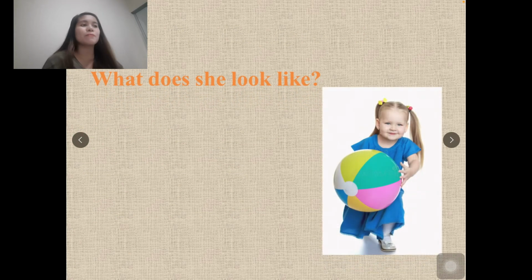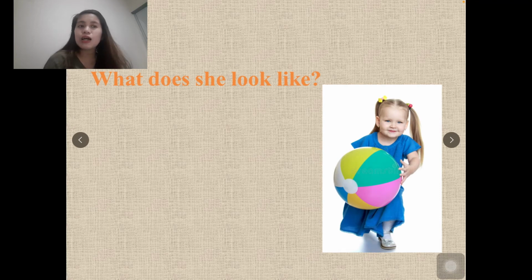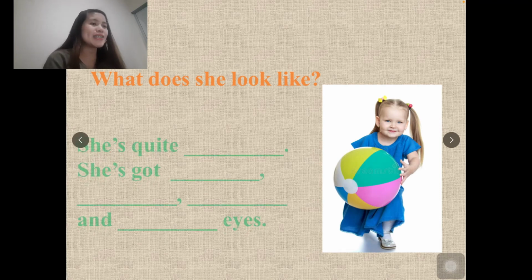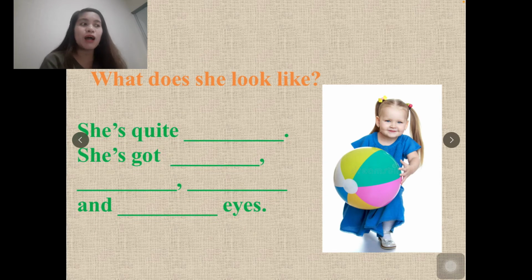Alright, next. What about this girl? What does she look like? So, she's quite blank. So, when you say it's the whole body, so she's quite blank. She's got blank, blank, blank, and blank eyes. Are you ready? Let's have the timer start now.